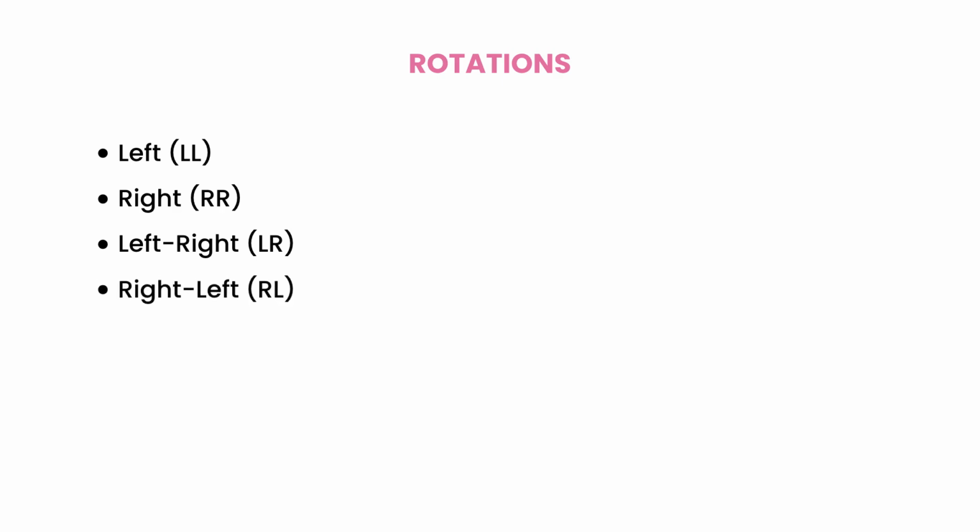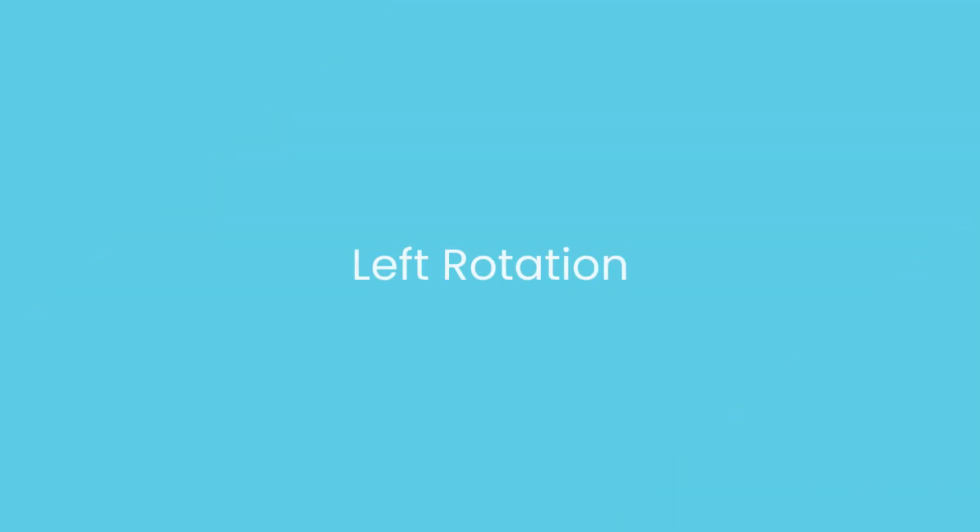So, we have 4 types of rotations: left rotation, right rotation, left-right rotation, which is a combination of the last 2, and right-left rotation. Which rotation we use depends on what side of the tree is heavy. Let's look at a few examples.